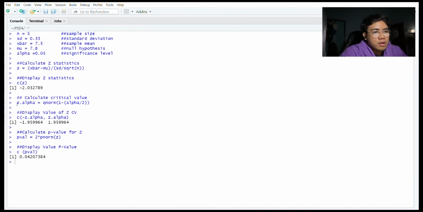After that, to calculate the critical value, I use the function qnorm, and for the parameter, I use 1 minus alpha divided by 2 since this is a two-tailed test. So we need to divide alpha by 2. Lastly, to calculate the p-value for Z, I use the function pnorm with Z as the parameter, and then we multiply by 2 since pnorm only calculates for one tail.